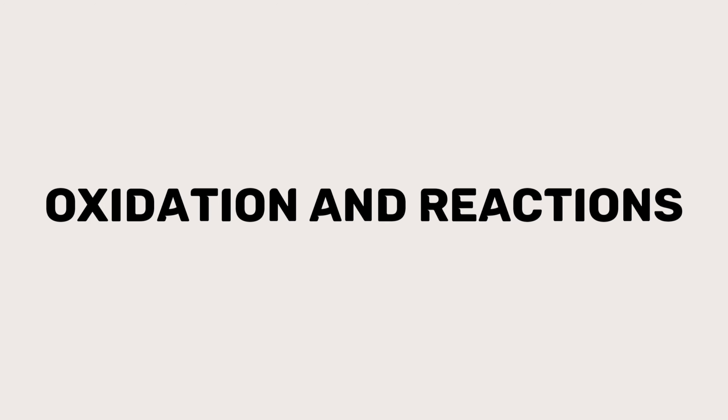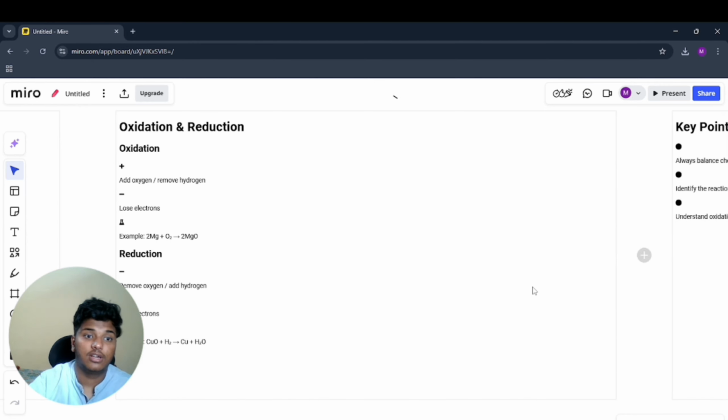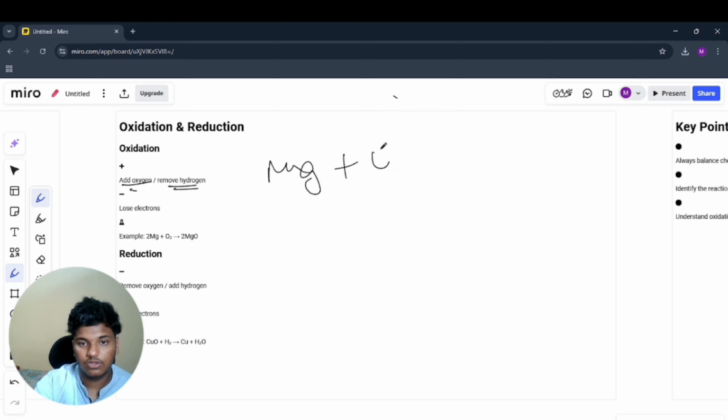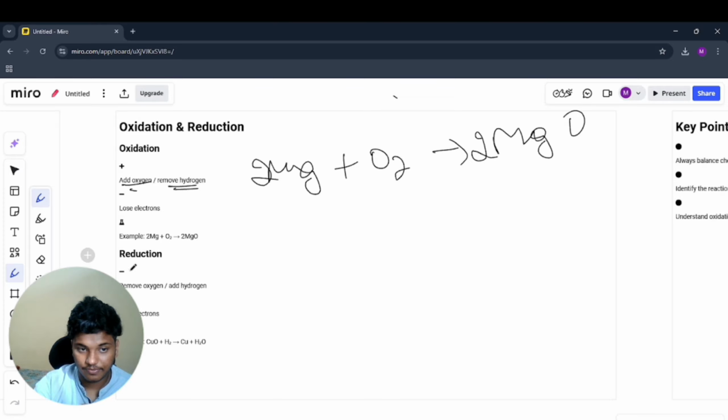Oxidation and reduction. So what do you mean by oxidation and reduction? Oxidation is nothing but either the addition of oxygen, or we can say removal of hydrogen. You can see an example here: Mg plus O2 gives rise to MgO. If you write a balanced equation, it will be 2Mg plus O2 gives rise to 2MgO. Okay, this is a balanced equation.